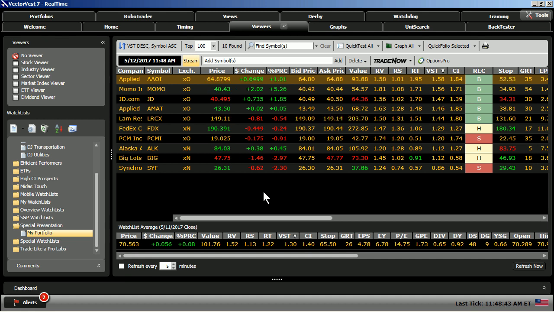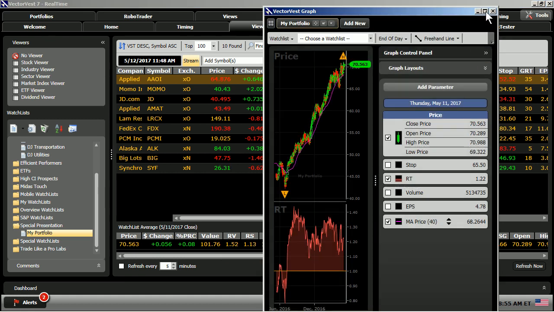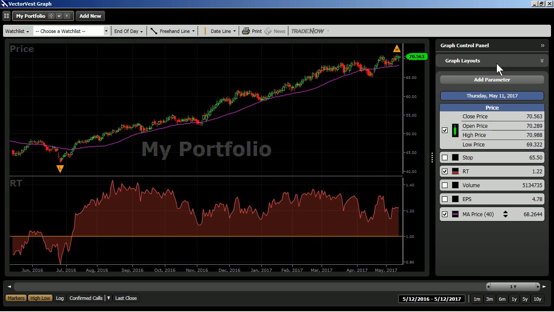But this is my portfolio, and I'm more of a prudent investor, and that's based on the RV and RS ratings. You can see that average at the bottom. What you can also do is right-click on that average row and view the watch list average graph. Look at that. That's beautiful, right? Over the last year, here's the average price. You can consider this your equity curve of your portfolio if you've held all of these stocks for the last year. Look at the average RT.